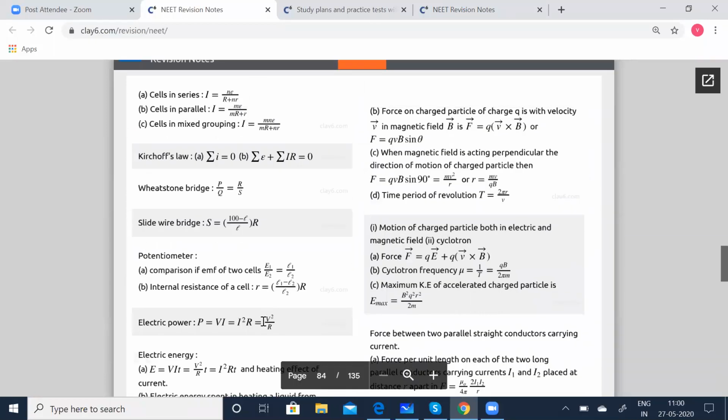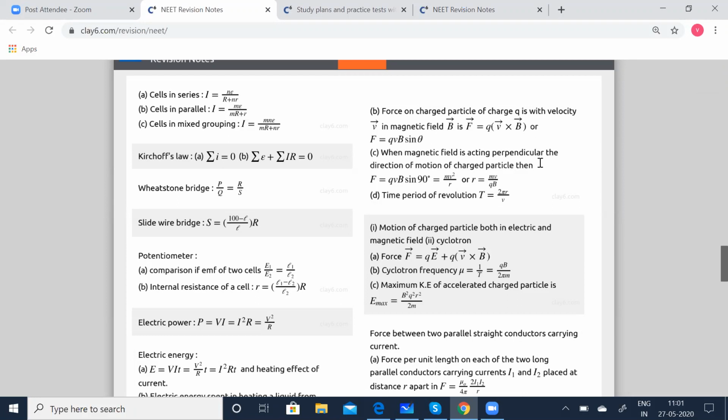Second is the magnetic field. What is the force experienced by the charge particle when it is kept in the magnetic field? Suppose the intensity of the magnetic field is given by B vector. The magnetic force is going to be F vector is equal to Q times V vector cross B vector, or QVB sine theta, where Q is the charge, V is the velocity, B is the magnetic field intensity, and theta is the angle made by the charged particle along the magnetic field.